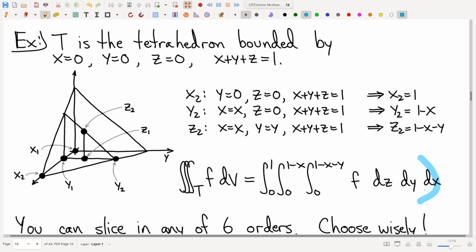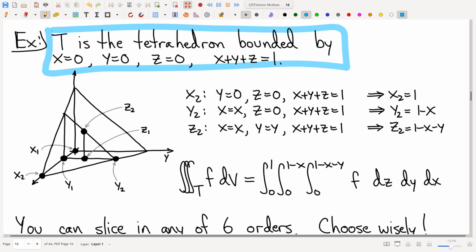Now let's think about our x bounds. I got ahead of myself. Sorry. Let's think about our solid. Here's how our solid is defined. It's this tetrahedron. I've given you the 4 faces.